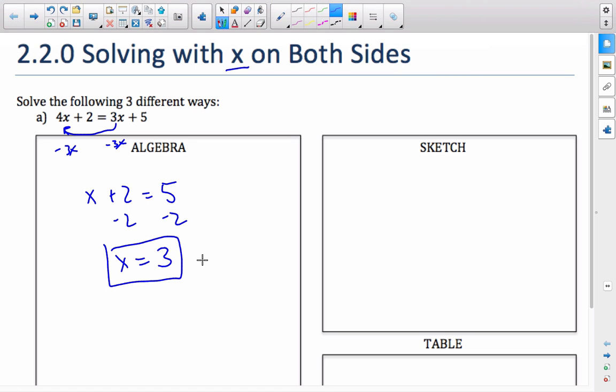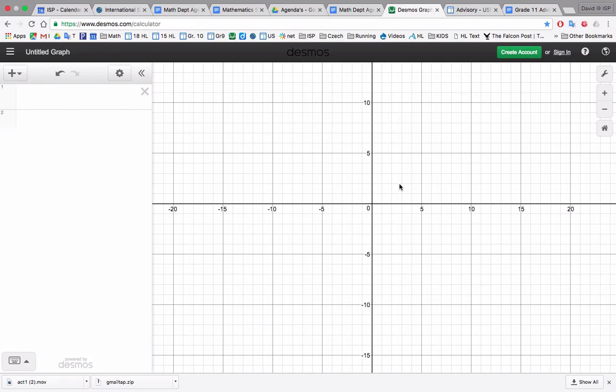So that was the algebra approach. Now let's talk about the sketch approach. In order to do that, I'm going to go over to Desmos.com in the calculator part. In this scenario, it's quite simple. I'm going to type in one side of the equation. I'm going to call it y equals 4x plus 2. Why is there a y there? There wasn't one in the original question.